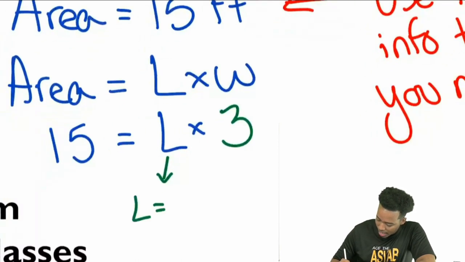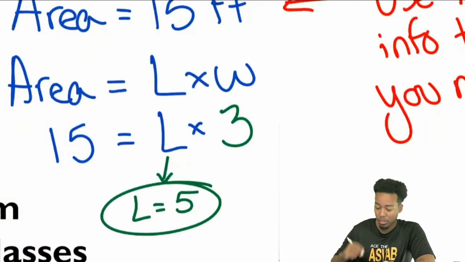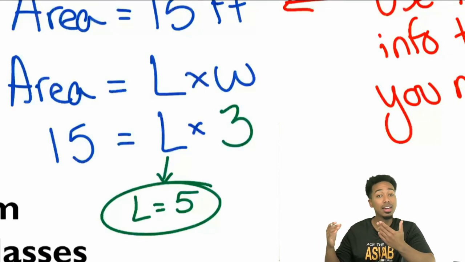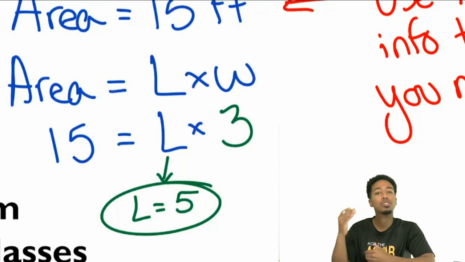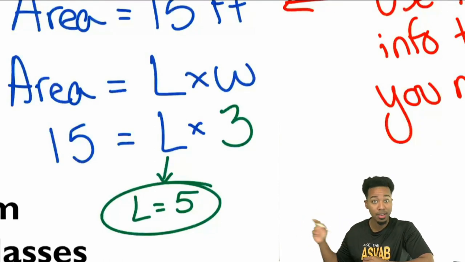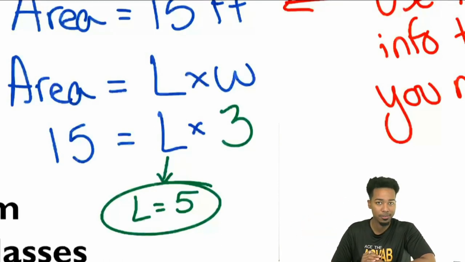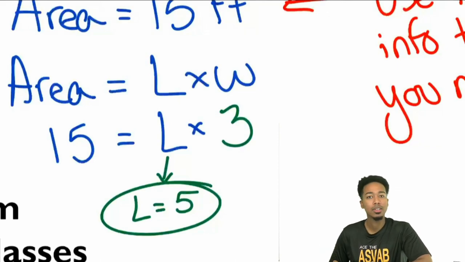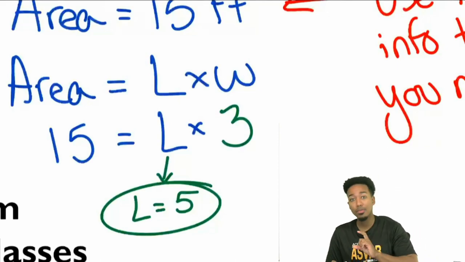So you can look at it like that, or remember that you can think about it as working backwards. If you divide the 3 away, if you take the 3 out by dividing it on both sides, you'll have 15 divided by 3, which is 5, and you'll have the L by itself. But there it is. We've got what we needed. We have everything we need.